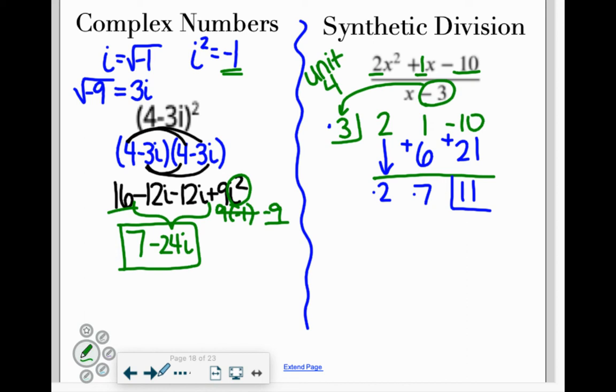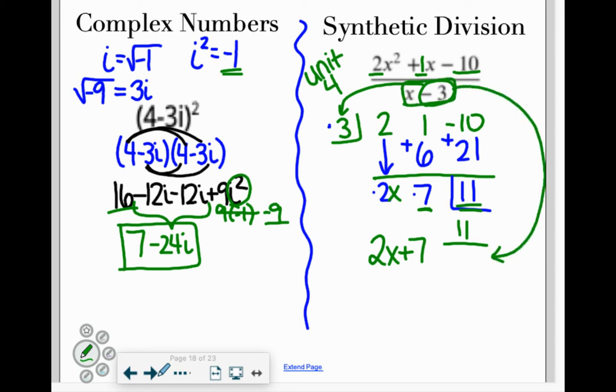And then you have to write your answer as a quotient. This is always your constant, and then you go up the power of x. And then the next one would be x squared, but we don't have a number over there, so we don't actually need it. So my answer is 2x plus 7. And then if you have a remainder, that number is divided by whatever was up here. And that's your answer.